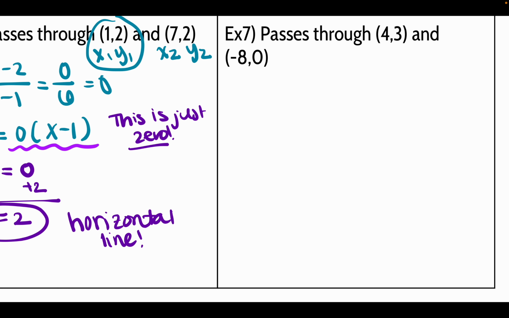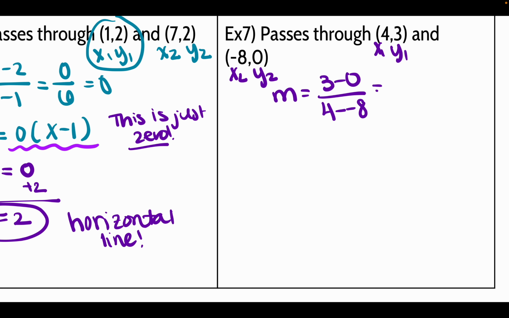Last problem. So it passes through 3, 4, and negative 8, 0. So again, first thing is to find our slope. x1, y1, x2, y2. So m is equal to 3 minus 0 over 4 minus negative 8. Those two negatives make a positive, so we have 3 over 12, which is just 1/4.